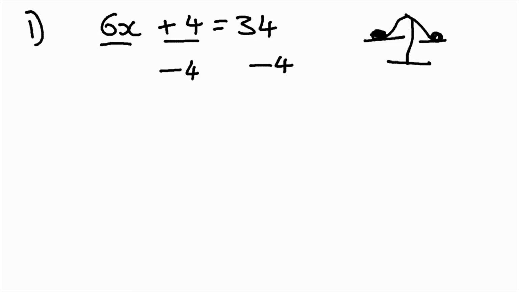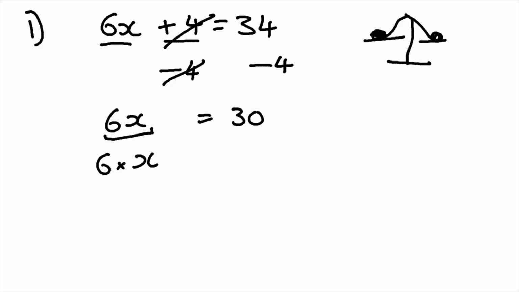So 6x plus 4 subtract 4, those 4's are going to cancel out, which is going to leave us with just 6x. On the right-hand side, we've got 34 subtract 4. This is going to give us 30. When solving, we want x just on its own, so we somehow have to get rid of this 6 in front. But remember, when we mean 6x, we actually mean 6 multiplied by x.